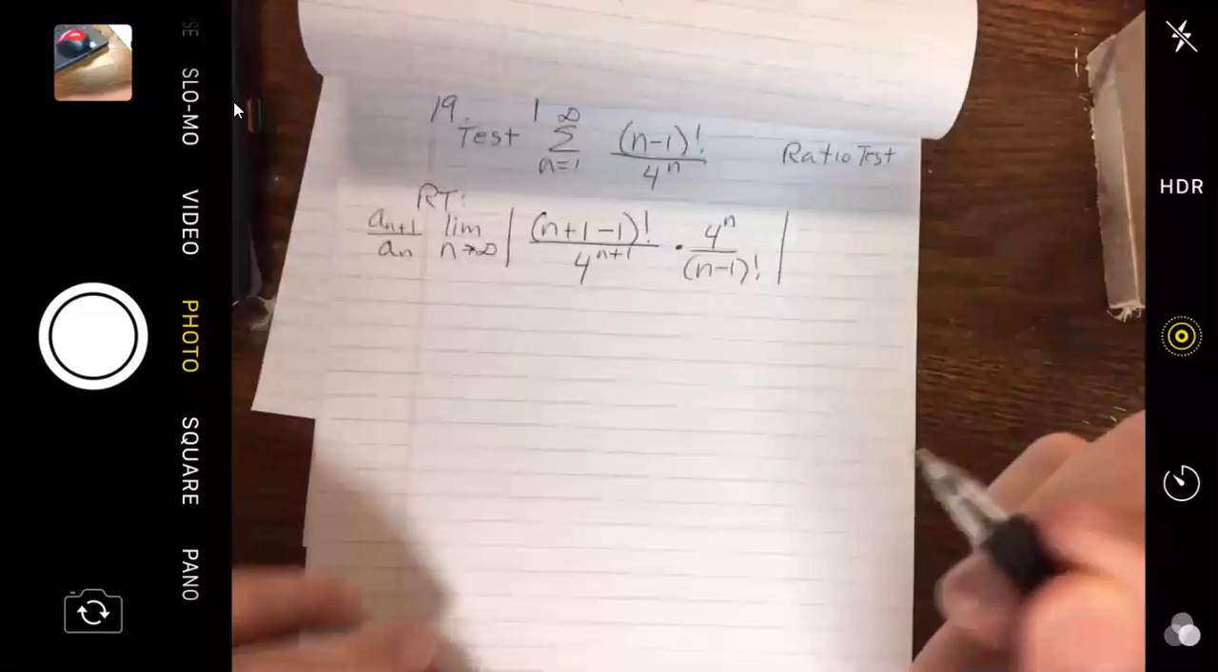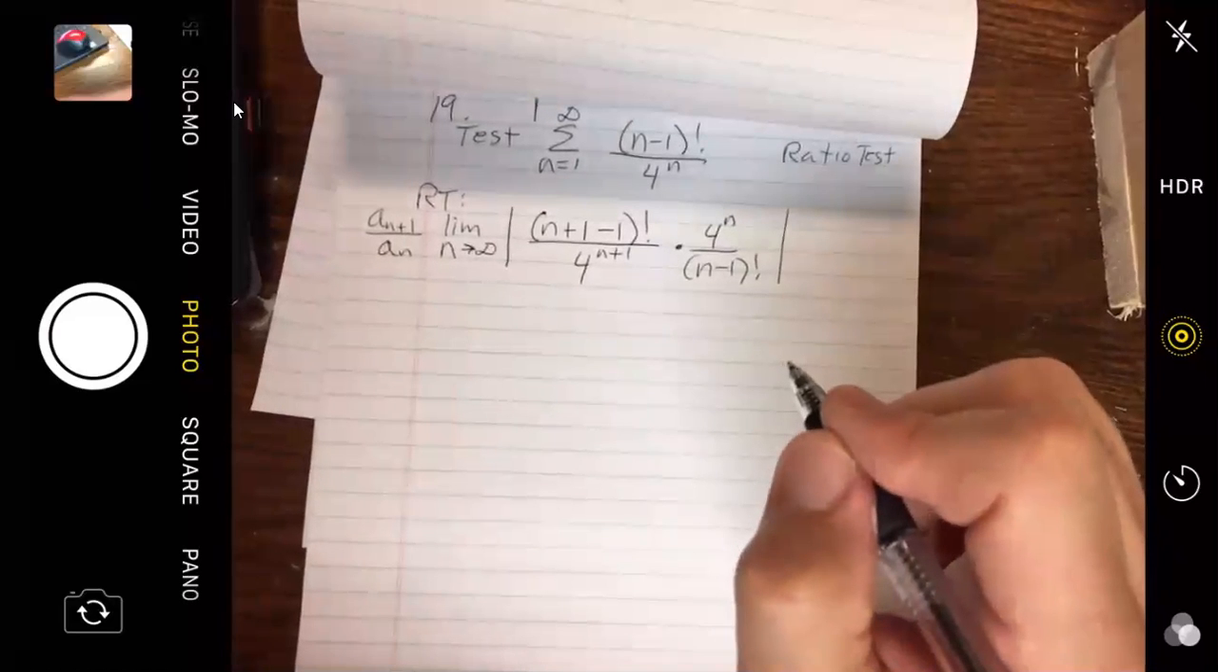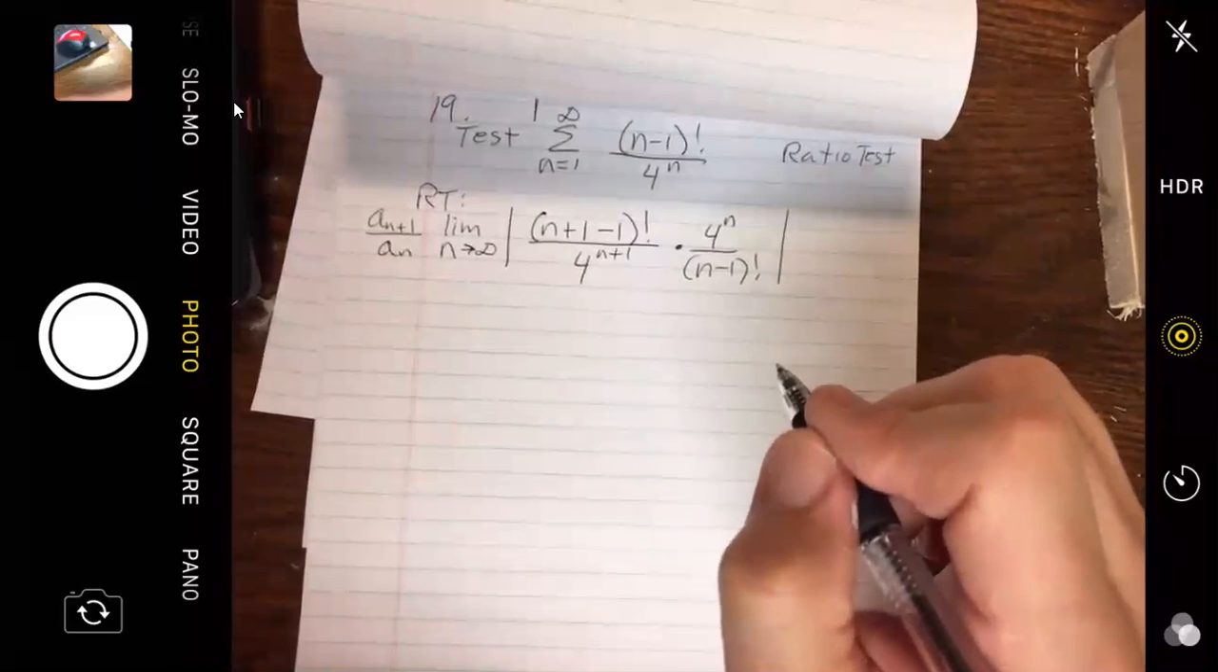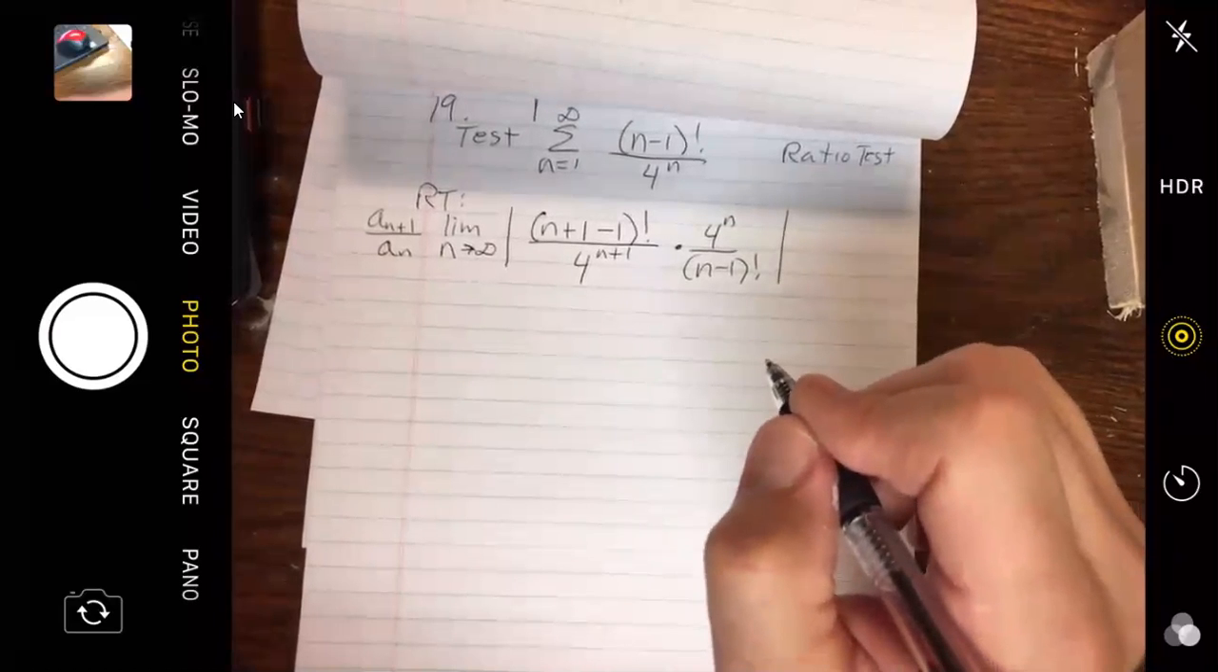Is that too fast? No. It just cuts out a lot of algebra at the beginning.